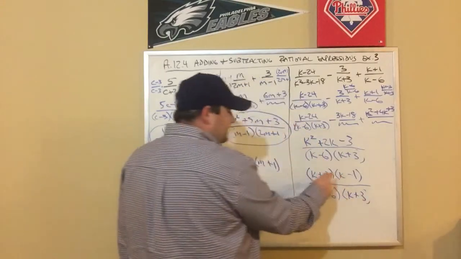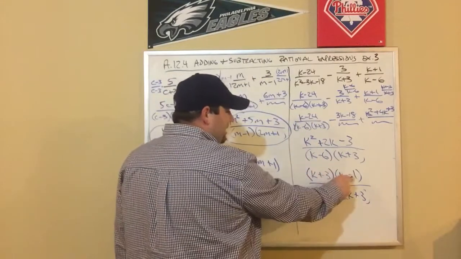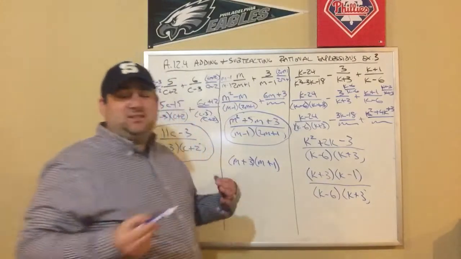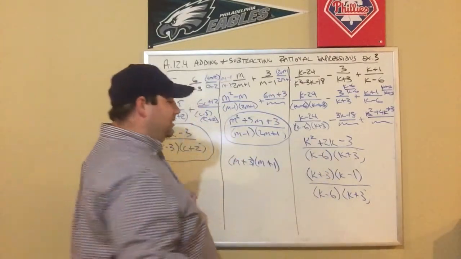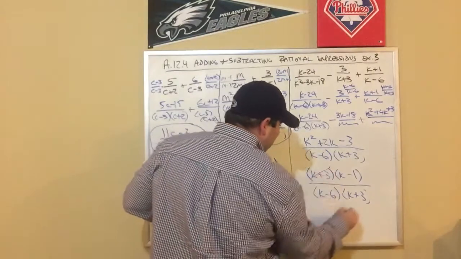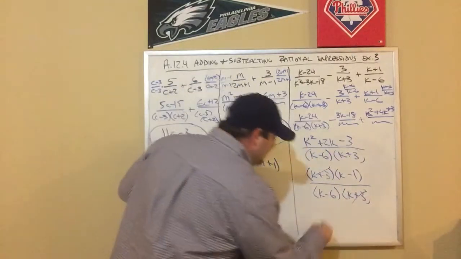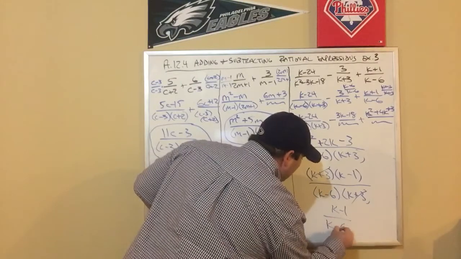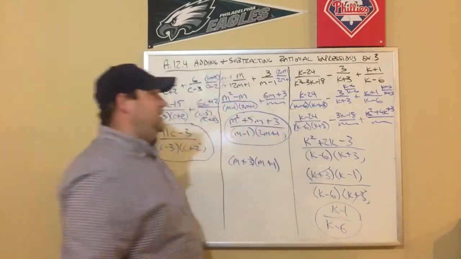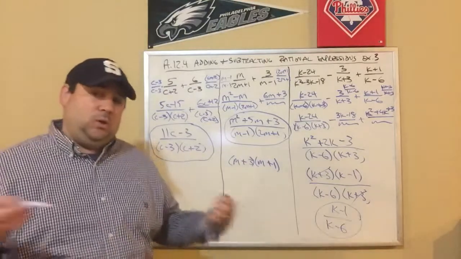Let's double check that I did that right. My outer would be negative 1k, my inner would be plus 3k. Negative 1k plus 3k is positive 2k. So I did do it right, and you can see I got a k plus 3 and a k plus 3 that can factor. So I actually get a final answer of k minus 1 over k minus 6. Whew, that was a lot.